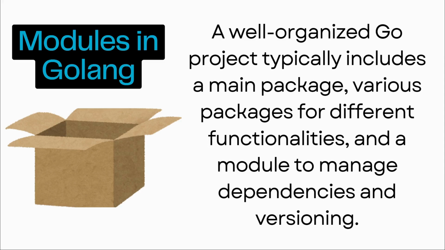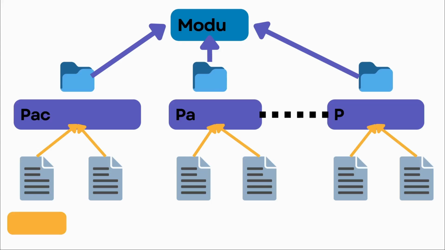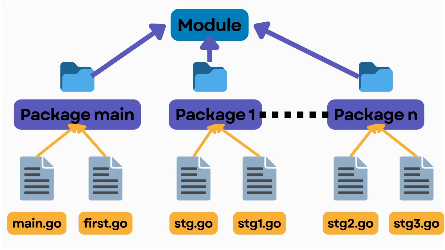A well organized Go project typically includes a main package, and along with the main package we will have various packages for different functionalities. They can be custom packages, or you could use third party packages or built-in packages. And a module to manage the dependencies and versioning. Simply, you can consider your entire Go application as a single module.